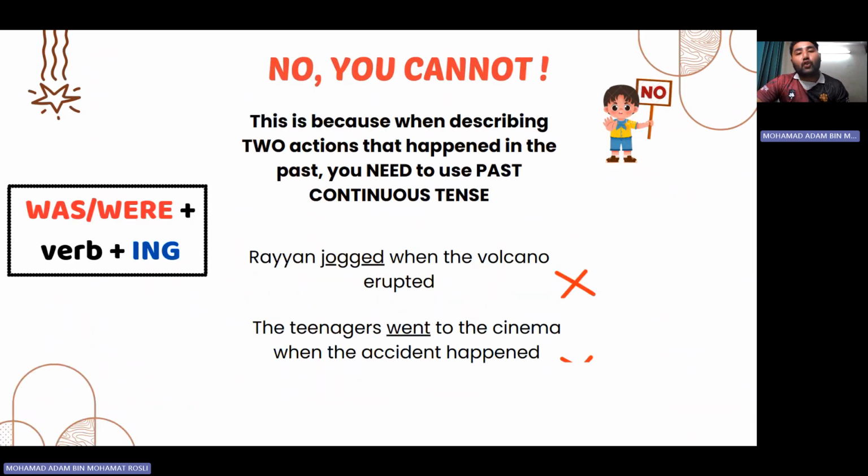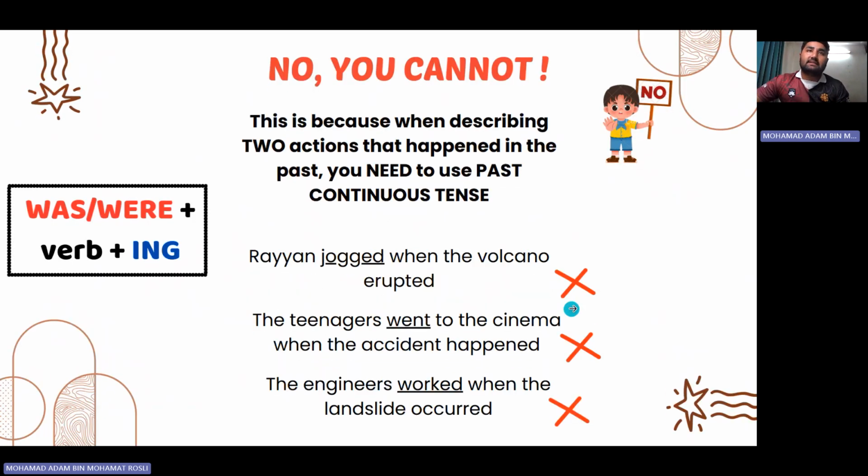However, no, you cannot use these sentences, because when describing two actions that happen in the past, you are required to use past continuous tense, and you need to use was or were plus verb plus ing. You cannot say Ryan jogged when the volcano erupted, whereas here there are two activities that take place, whereas Ryan jogged and then the volcano erupted. There are two activities here. You cannot use Ryan jogged.